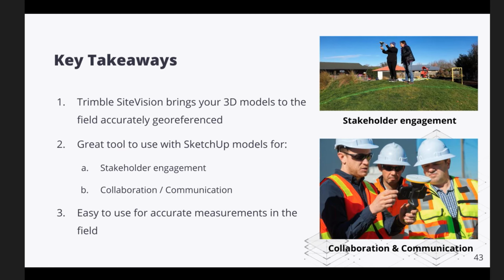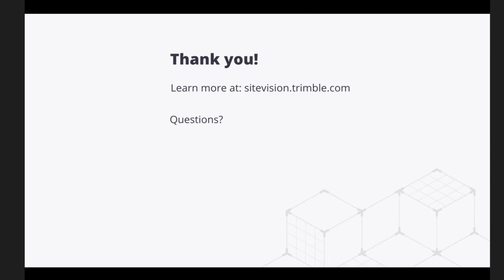Trimble SiteVision brings your 3D models from your screen to the site accurately in one-to-one scale. It's a great multifunctional tool that can be used for making discussions with the different stakeholders more meaningful, for real-time communication and collaboration in the field, but also between the field and the office. And finally, for making accurate measurements in the field without the need of several different tools. And with this, I'm concluding my presentation.